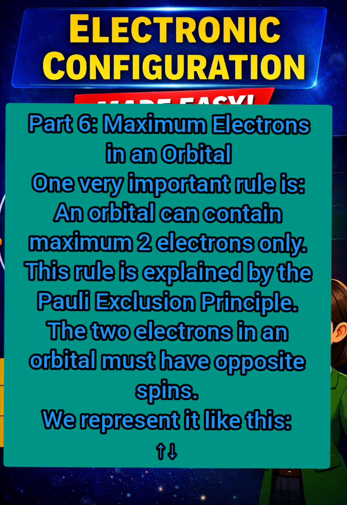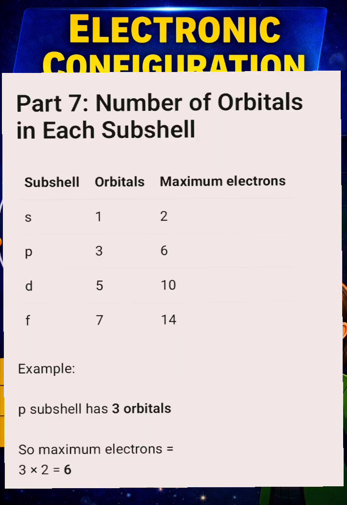Part 7, number of orbitals in each subshell. Subshell, orbitals, maximum electrons: s, 1, 2; p, 3, 6; d, 5, 10; f, 7, 14. Example: the p subshell has 3 orbitals, so maximum electrons equal 3 times 2, which equals 6.